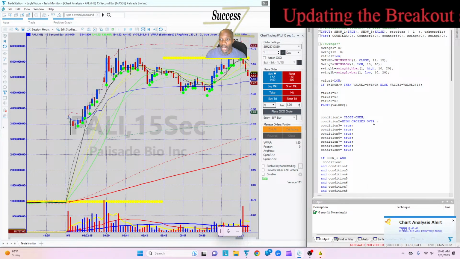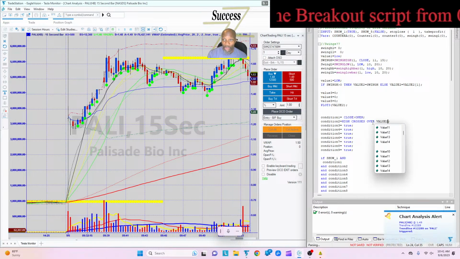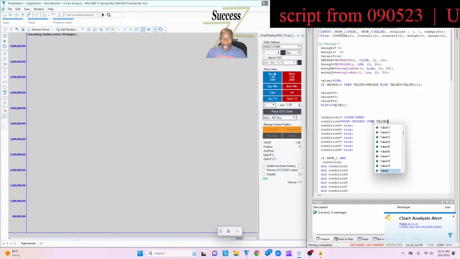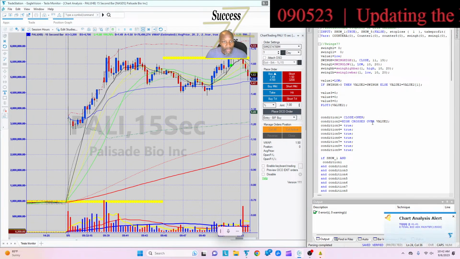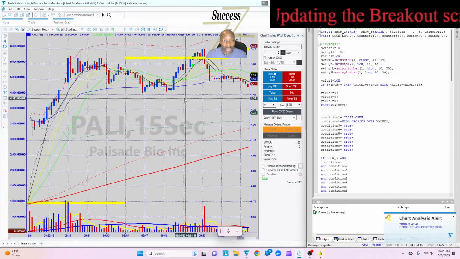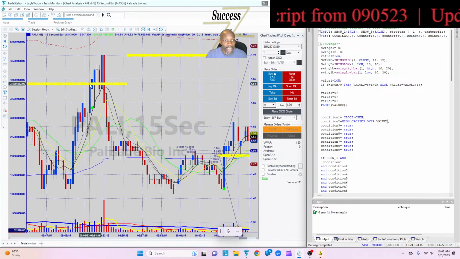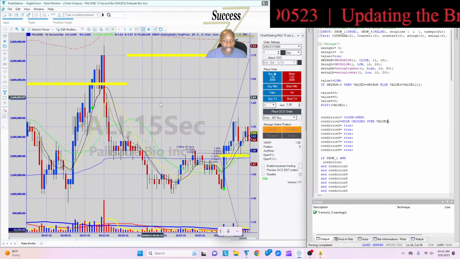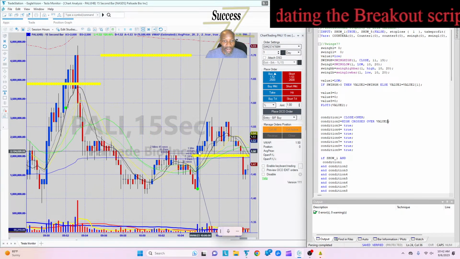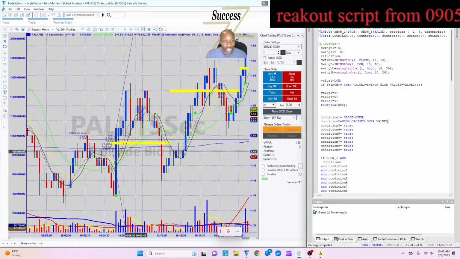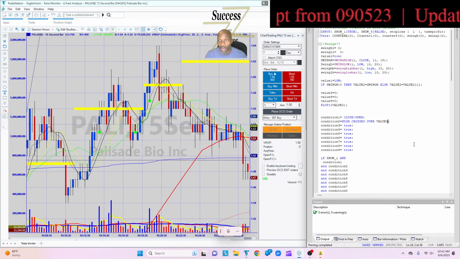Alright, so high crosses over value 2. Bing, bam, boom. Now instead of all those green dots down there, we get the green dot here because it crosses over value 2. We get the green dot here because it crosses over that yellow. Boom, boom, boom, boom. That's what we needed.